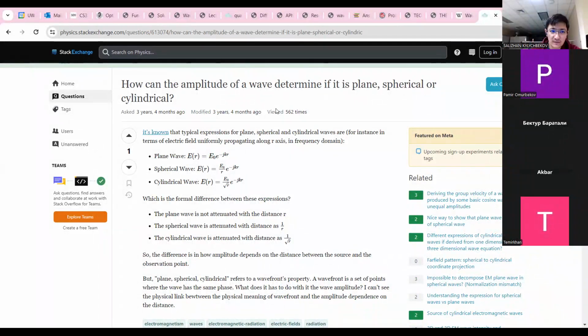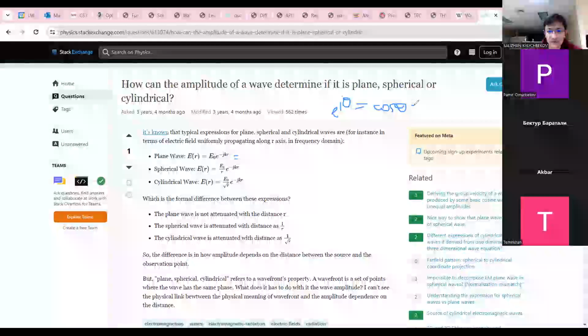It can be e^{ikr}, basically Euler's function, right? e^{iθ} is equal to cos θ plus i sin θ.